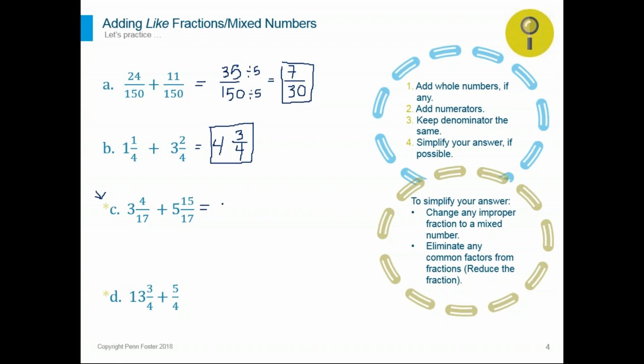3 and 5 will give you 8. 4 and 15 will give you 19 on the top. And of course, you have to keep the 17 on the bottom. Now, this is not in simplest form. There are no common factors between 19 and 17, but the fraction part of this answer is an improper fraction, and that makes our answer not in simplest form. To put the answer in simplest form, we have to convert the improper fraction to mixed number form.